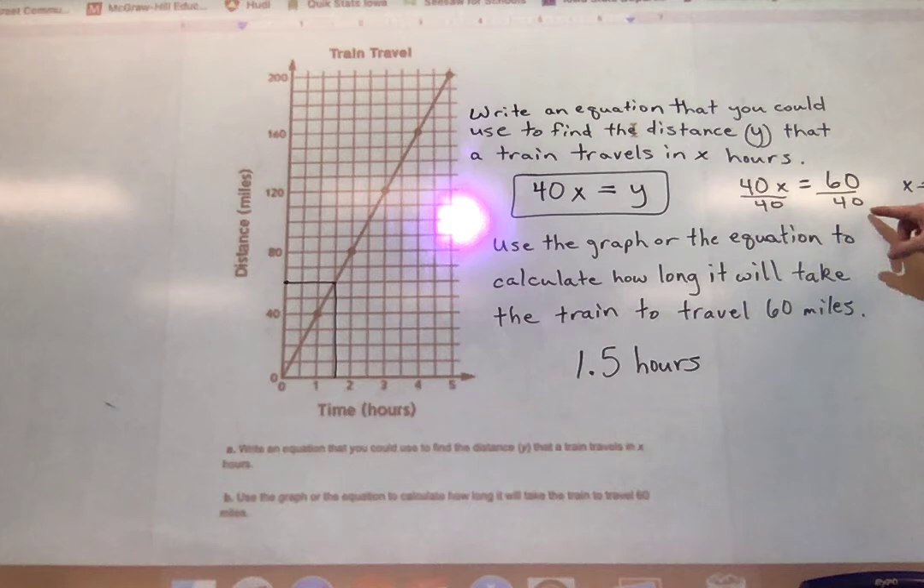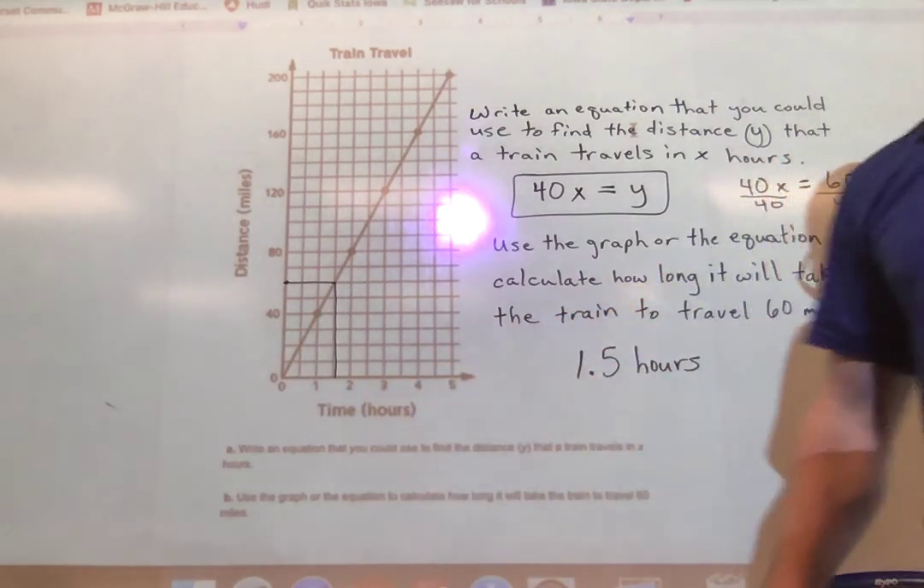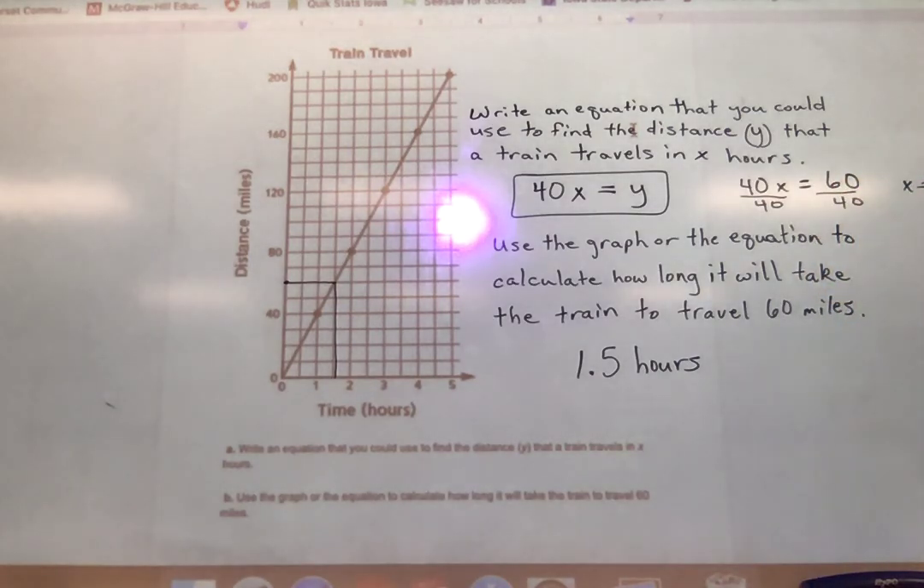So you can plug it into the formula and actually figure it out that way by plugging in the 60 as the distance, so plug it in for y, okay, and then solve for x because we want to know the hours, okay? But the graph is pretty easy to see it here too. So again, use whatever you would like to try to figure out those questions, but you can use the equation or the graph to be able to tell some of these things.